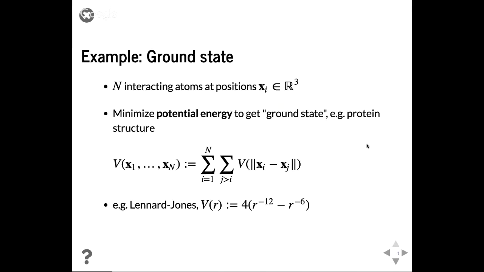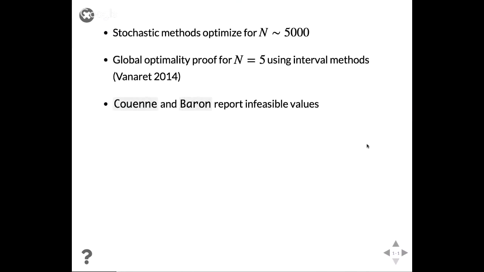Protein is complicated, so let's do something called Lennard-Jones atoms that model argon. People in chemical physics actually use stochastic methods to optimize these things with 5,000 atoms interacting with each other pairwise. They say, oh, we found the global optimum, but they can't prove that it's the global optimum. Maybe somebody will find a better one later. So it turns out that 5 years ago, the proof was given using interval arithmetic methods for 5 atoms instead of 5,000. And we can almost reproduce that with our methods now, with our Julia code.